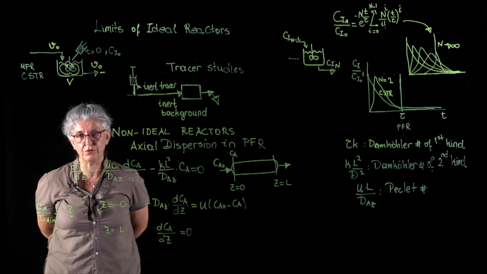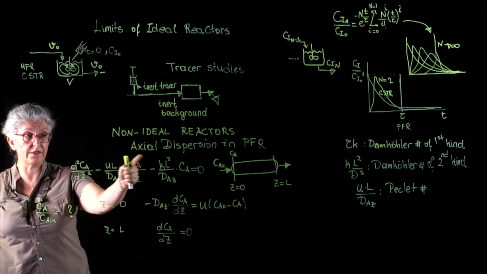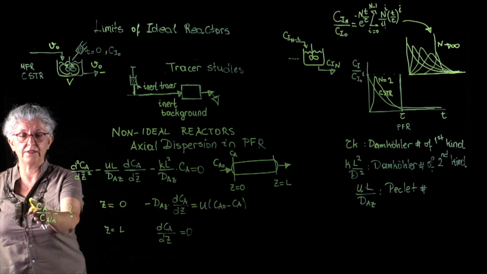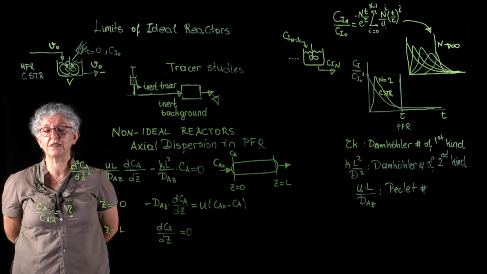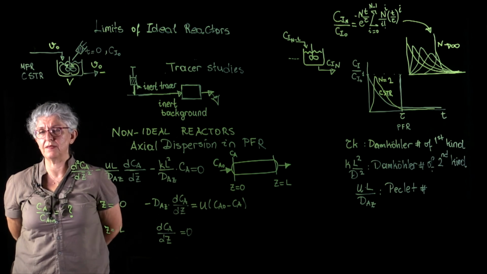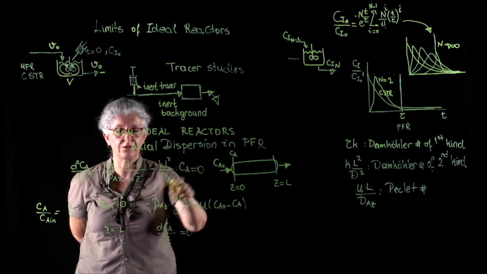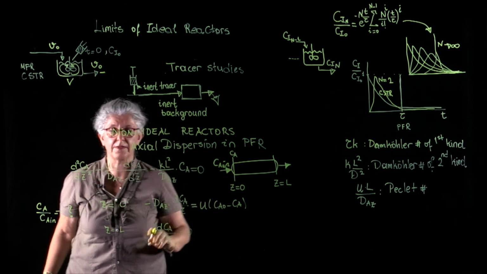It is going to be your homework to solve this differential equation, apply the boundary conditions, and find the equation that represents concentration of species A relative to the concentration of A at the inlet, or Ca0. Let's write Ca in here.